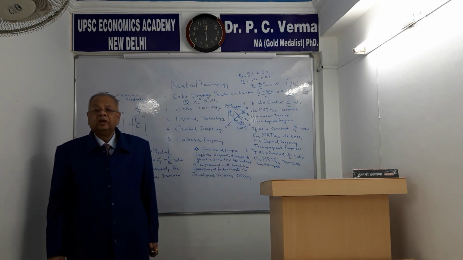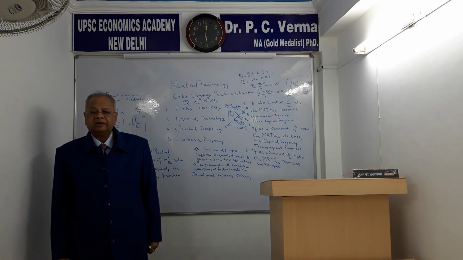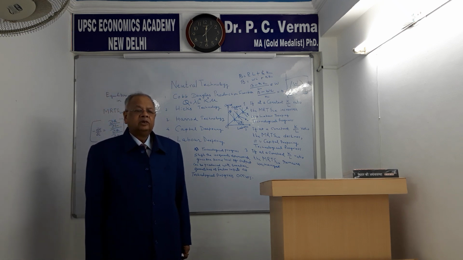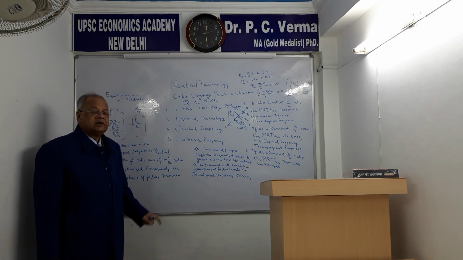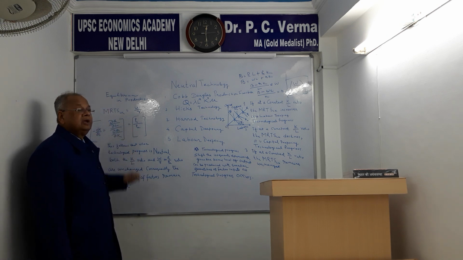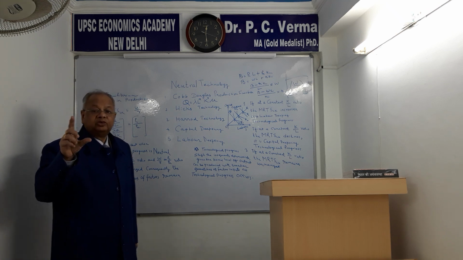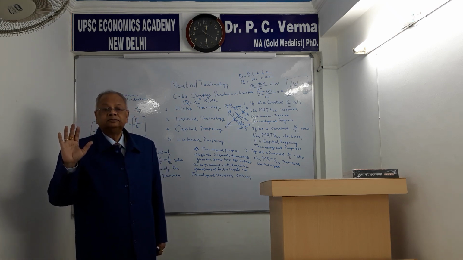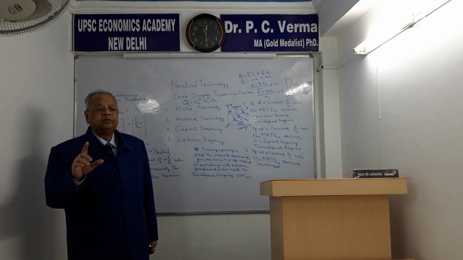It is the ratio of two factors' rewards. W is the reward for labor, interest is the reward for capital. So W by R is in fact PL by PK. This is one part of the producer's equilibrium. And the first part of producer equilibrium is isoquant.